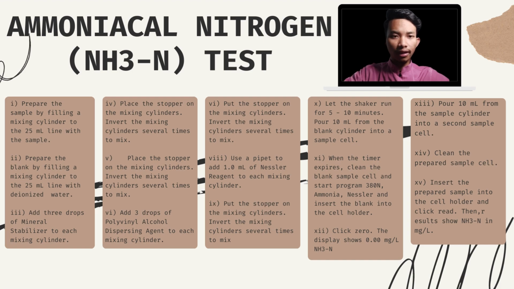Lastly, ammoniacal nitrogen test. First, prepare the sample by filling a mixing cylinder to the 25 ml line with the sample. Prepare the blank by filling a mixing cylinder to the 25 ml line with the deionized water. Add 3 drops of mineral stabilizer to each mixing cylinder. Place the stopper on the mixing cylinders. Invert the mixing cylinders several times to mix. And then, add 3 drops of polyvinyl alcohol dispersing agent to each mixing cylinder. Put the stopper on the mixing cylinders. Invert the mixing cylinders several times to mix.